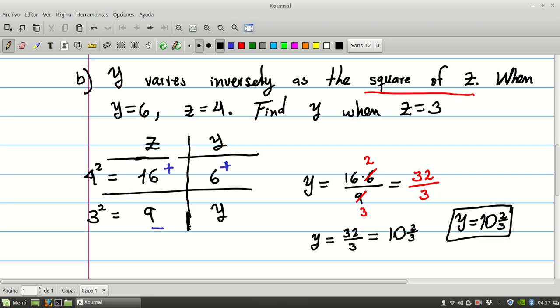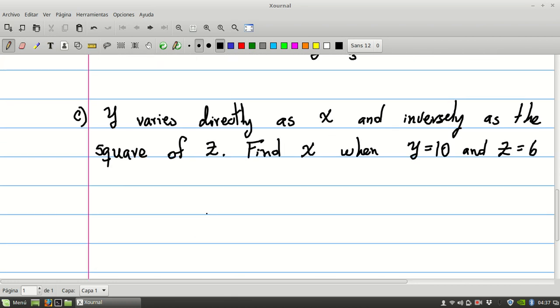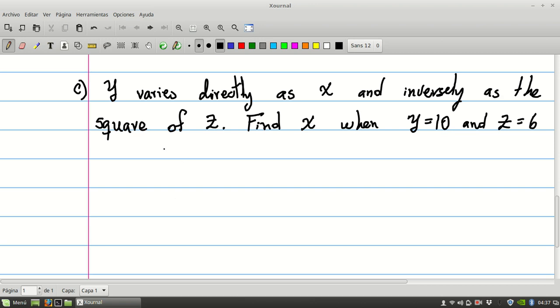So I hope that you're getting the information, that you get what I'm doing with the table, because we're going to pass to joint variation situations. Okay, so here we have y varies directly as x and inversely as the square of z. Find x when y equals 10 and z equals 6. Take a few minutes, if you like, pause the video to propose using the table the solution.